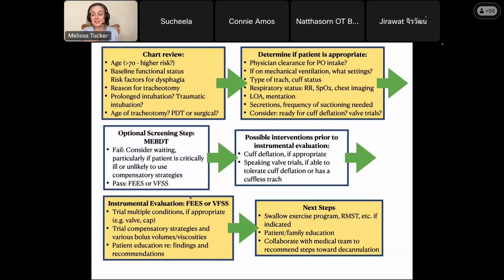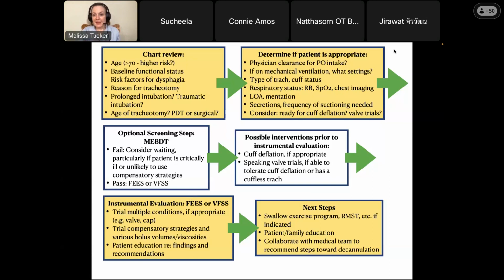And I want to know the patient's respiratory status. What's their respiratory rate, their oxygen saturation? Have they had a recent chest x-ray? How does it look? I'd like to know their level of alertness and how well they're mentating. And I want to know about secretions. So are they having to be suctioned every 20 minutes? Or are they only being suctioned once or twice a day? They're pretty dry. And I want to consider if they're ready for cuff deflation.